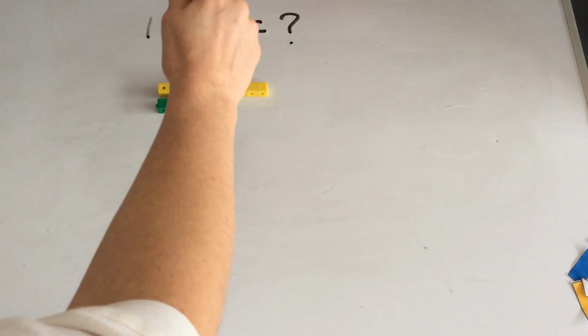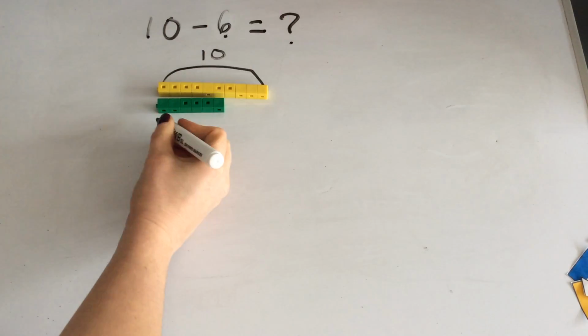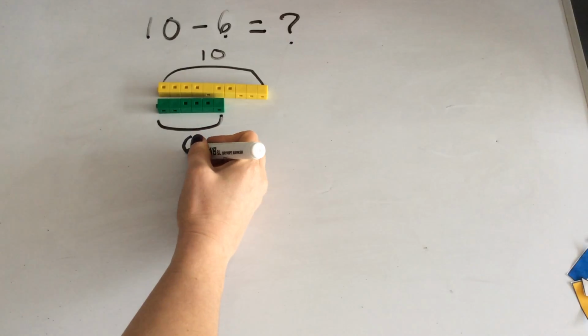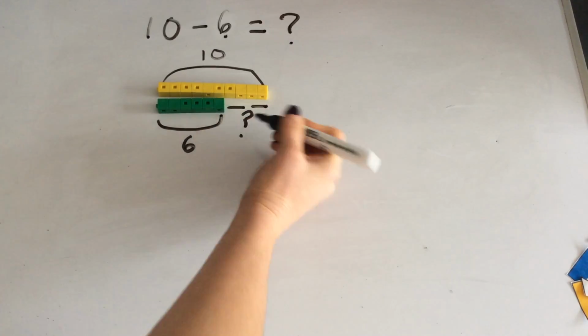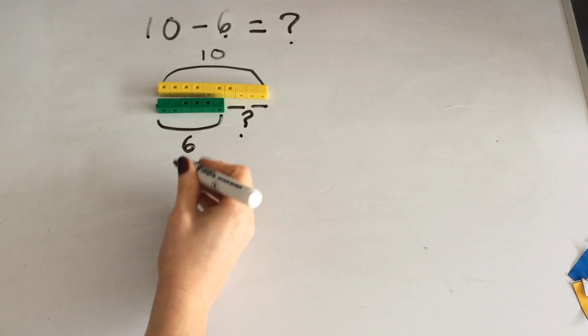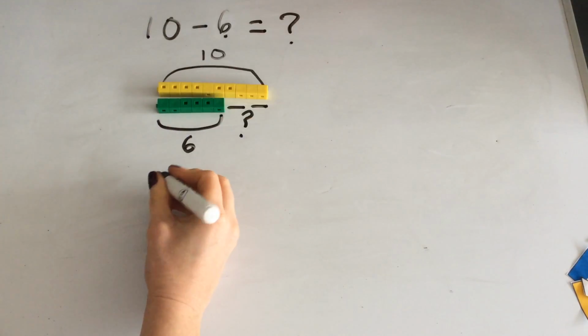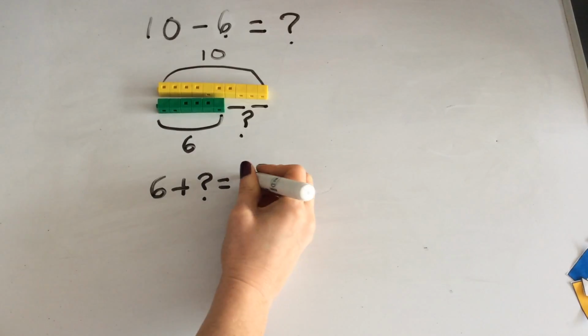So I have my whole in my equation, which is 10, and I have one of my parts, which is 6. I don't know this part, this missing part. I'm trying to find out the other part. So I can see very clearly in my bar model that 10 subtract 6 is the same as 6 add something equals 10.